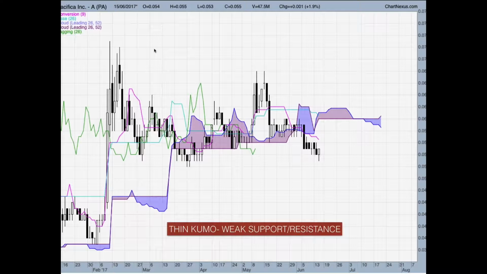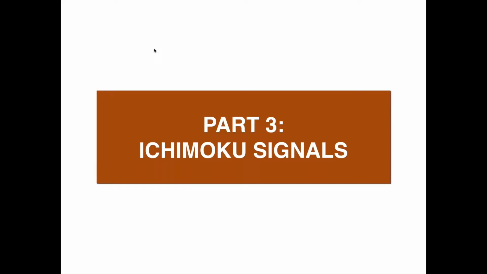A thinner Kumo represents a weaker level of support and resistance. In this particular example, the prices of Pacifica had been trending above a thin Kumo. This means that that level of support is weak. So the thinner the Kumo, the easier it will be for prices to break below it. In this example for Pacifica, we find that the prices have already broken below the thin Kumo.